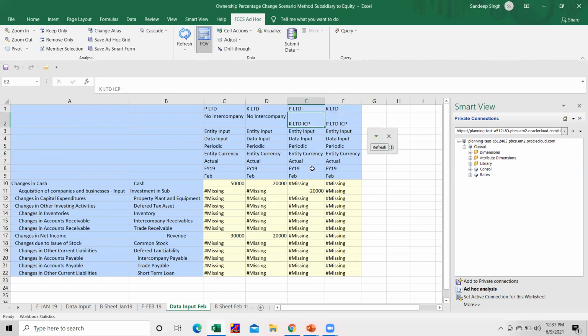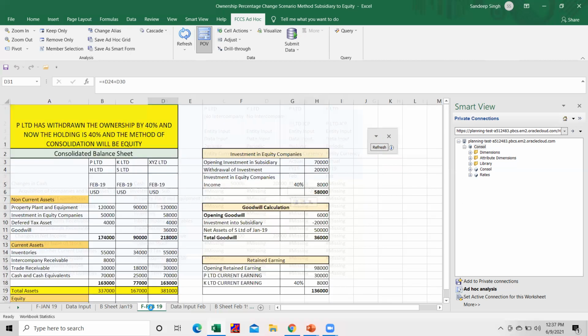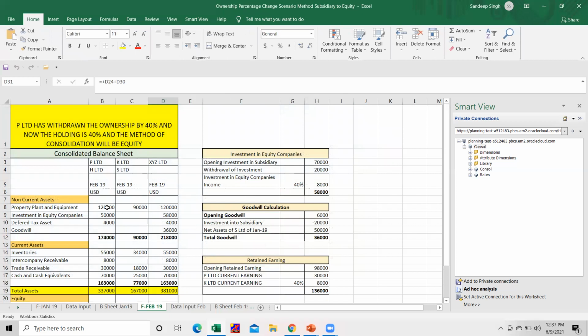K Limited ICB Partners. So this is the transaction number I have inputted for the month of Feb. Here you can see that this is the equity method of consolidation. For all the assets and liabilities, you will find only the number of the parent company. For example, for inventory in the consolidated statement, you will find the number of the parent company.